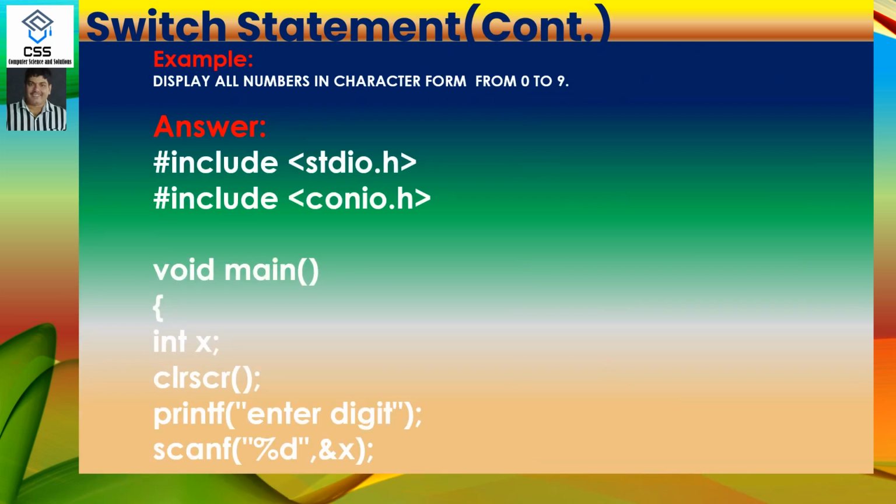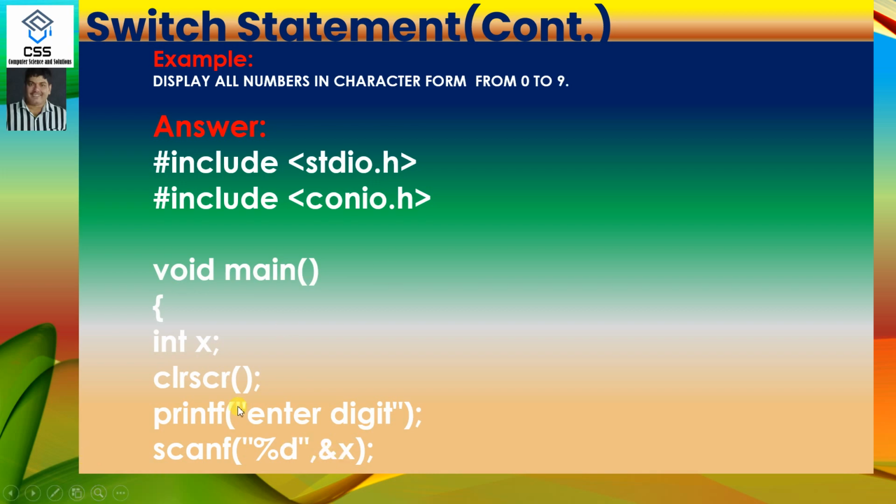If you want to solve a program related to the switch, suppose, as we know, a digit ranges from 0 to 9. Here we want any digit entered to be displayed in character form. Means 0 will display ZERO, 1 will display ONE, 2 will display TWO, and so on till 9 displays NINE. If any value excluding 0 to 9 is given, the message invalid or incorrect value will be displayed.